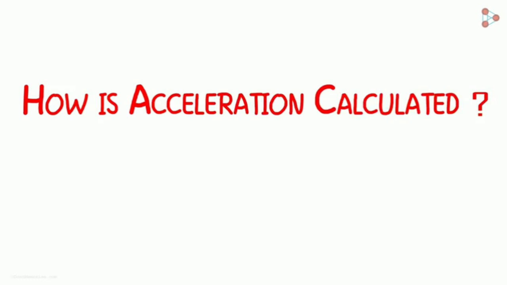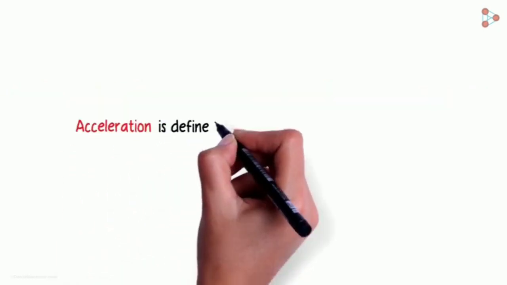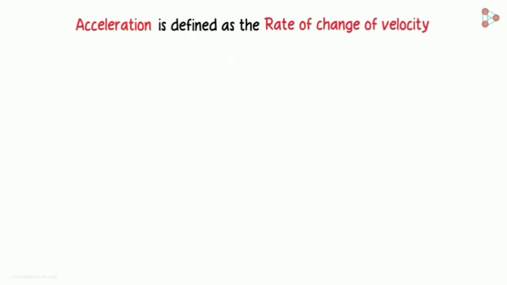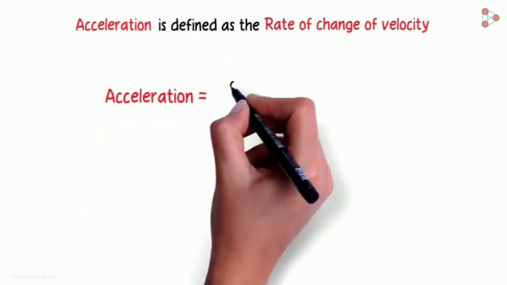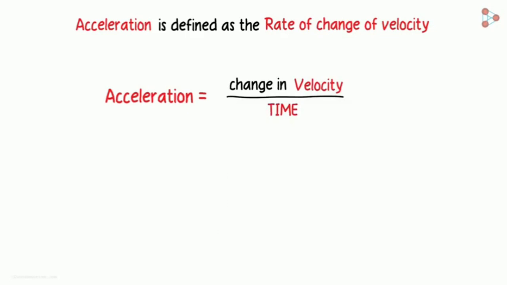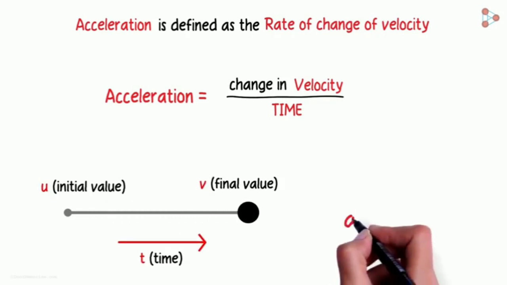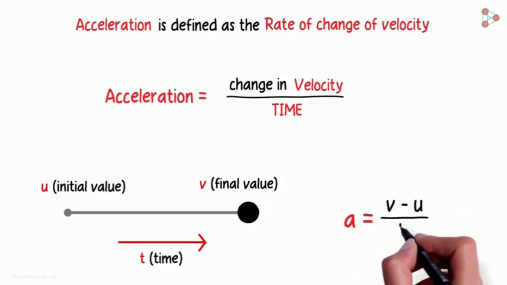So how is acceleration calculated then? Acceleration is defined as the rate of change in velocity. That is, acceleration is equal to change in velocity over time. So when an object moves from one point to another point, where initial velocity is u and final velocity is v, then acceleration will be v minus u upon t.